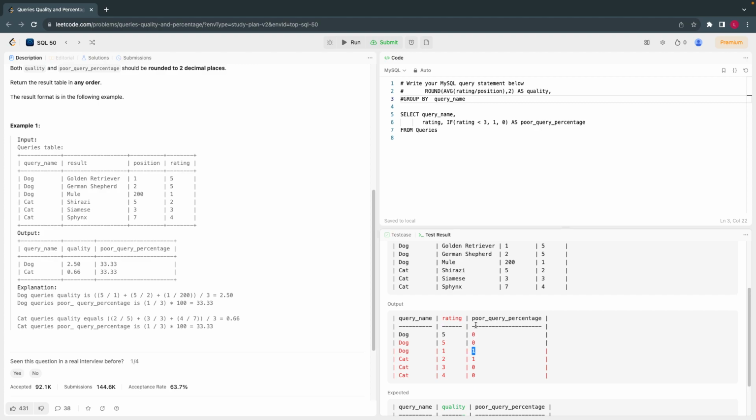What is the total number of records? How do I get the total number of records? I just have to do group by, and then count, which gives me for each query name, 3 here in this case. There can be 4 also. So I have to group by query name, and then divide by that count, right, upon all 3 counts. That's what we have to do.